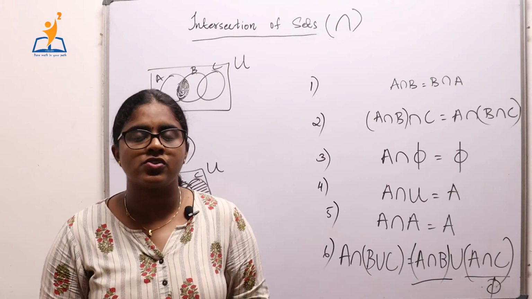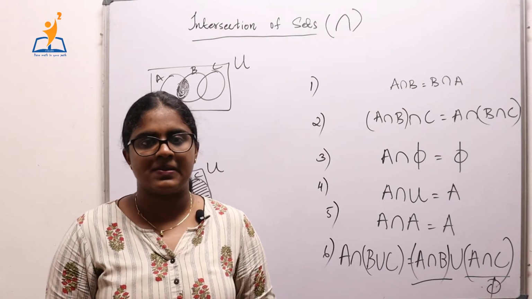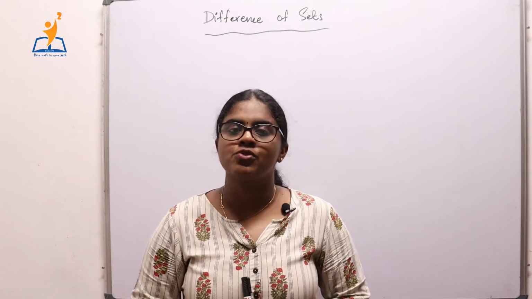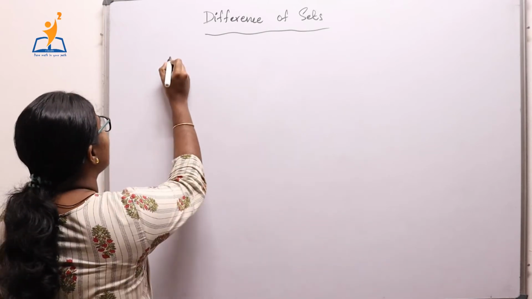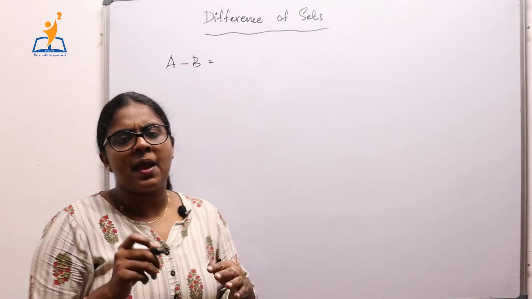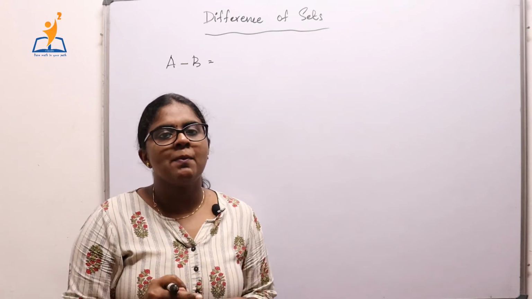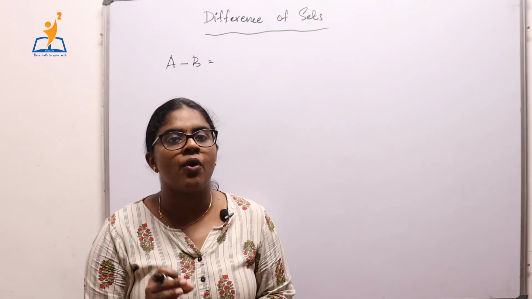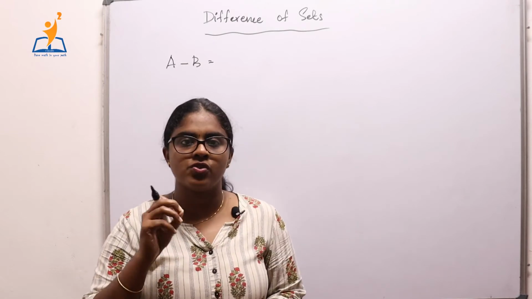Now we are going to learn what is the difference of two sets. What is the difference of two sets A and B? It can be denoted like this: A minus B. Then what will be A minus B? What is the difference of the sets A and B? So A minus B is the set of all elements from A which do not belong to B.